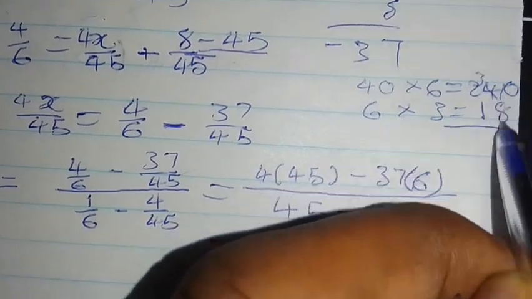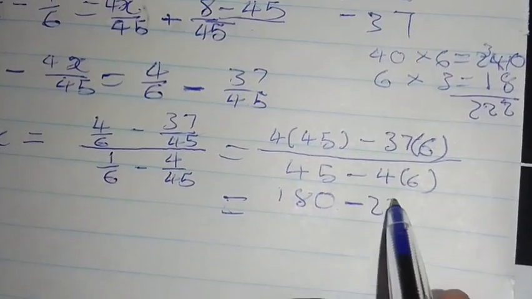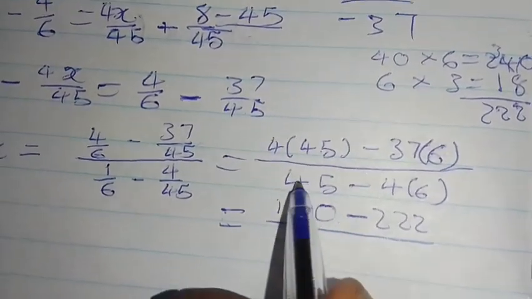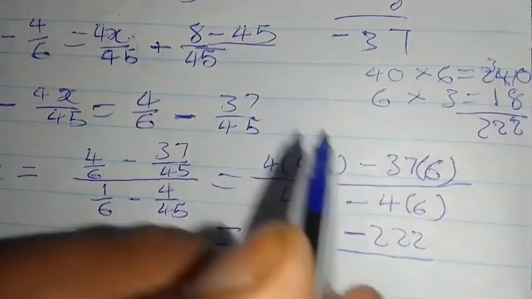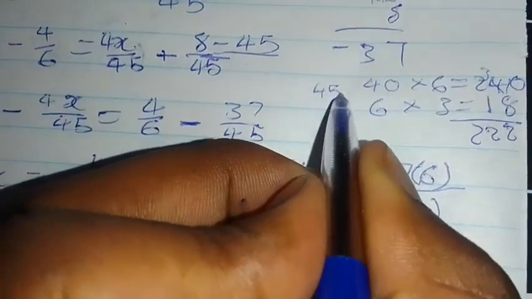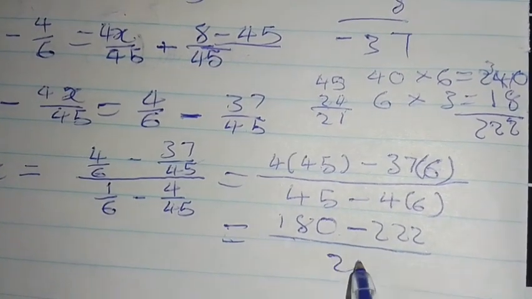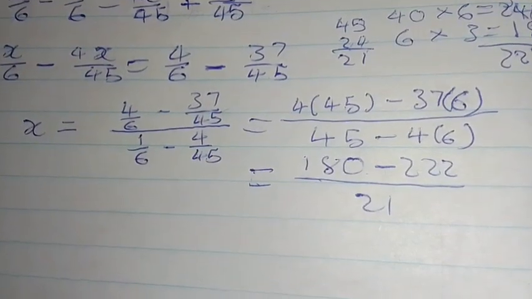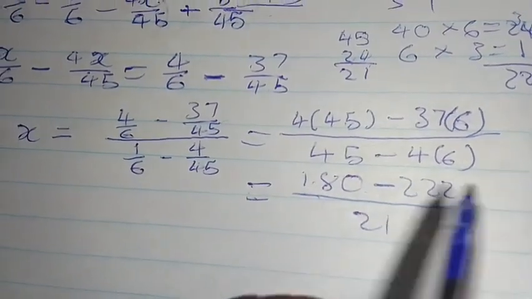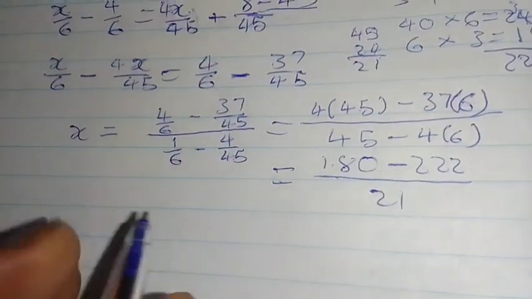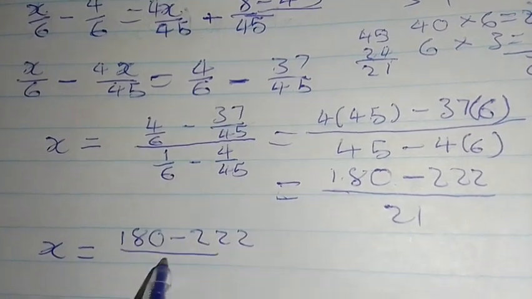Can do the math there, and then we have 2, 3 minus 1, that's 2, and then we have 2, 2, 2. So 222, divided by 45 minus 4 by 6. What's 4 by 6? 4 by 6 is just going to basically be 24, and then you have 45 minus 24, which is just going to be 21, and then this one will be 222. Then you have this over 21. Okay, so now what's 180 minus 222? So we have x equals 180 minus 222 over 21.